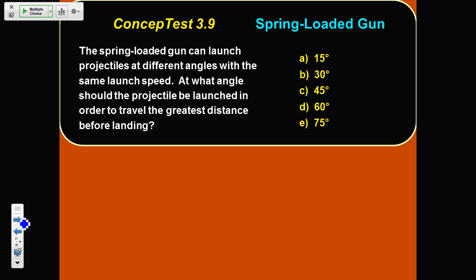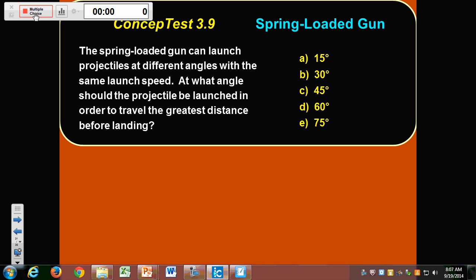Almost done. A spring-loaded gun can launch projectiles at different angles. What will give the greatest distance, the greatest range, of these angles?